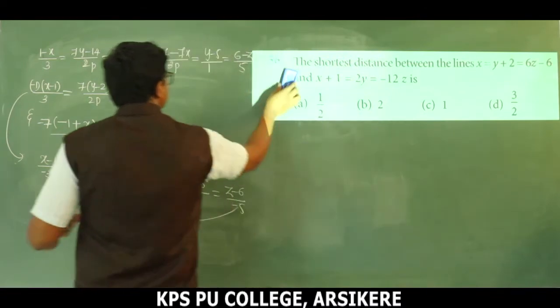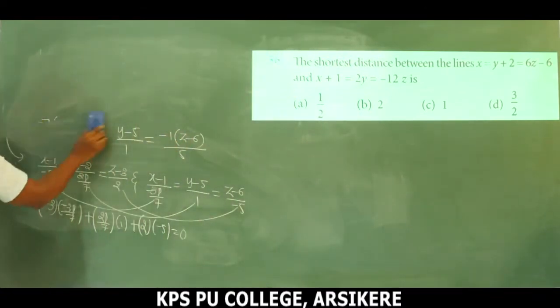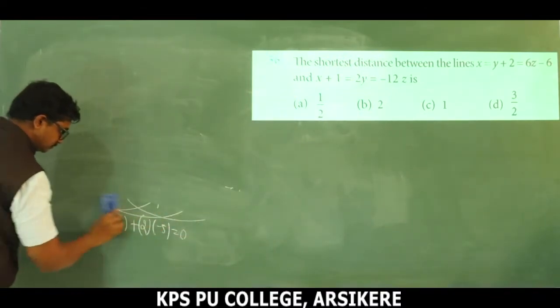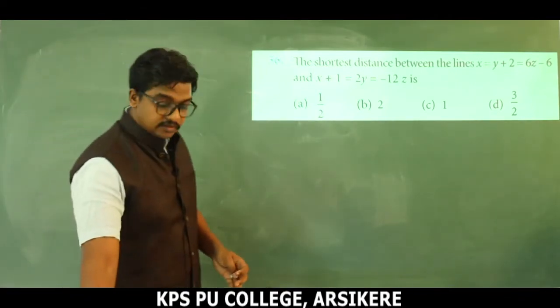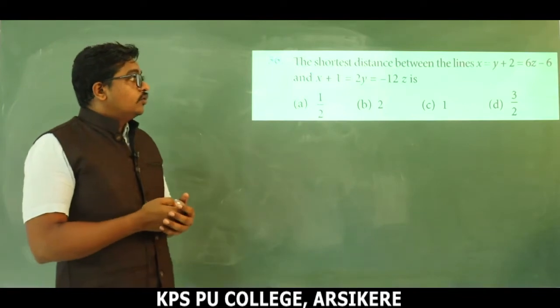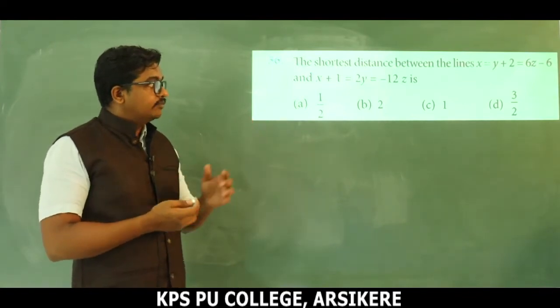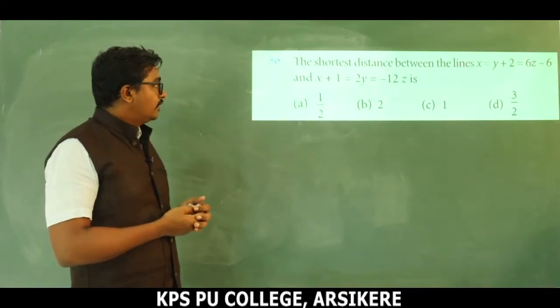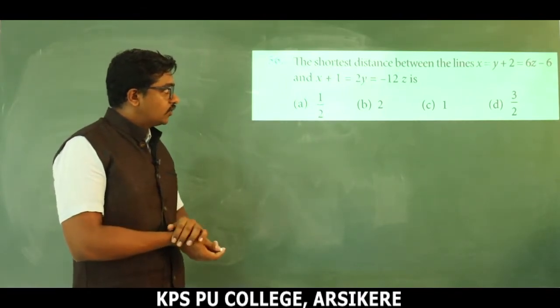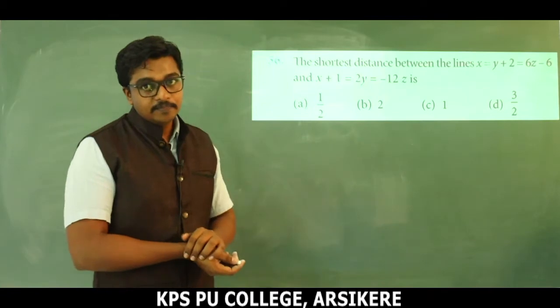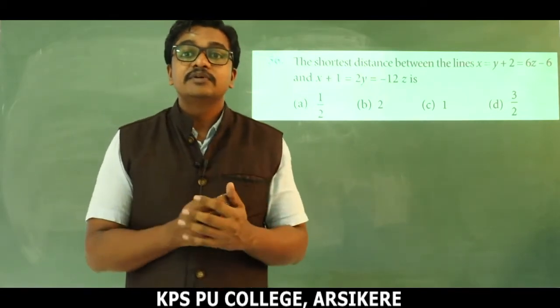The shortest distance between the lines x is equal to y plus 2 is equal to 6z minus 1, and the second one, x plus 1 is equal to 2y is equal to minus 12z. What is the shortest distance between them?